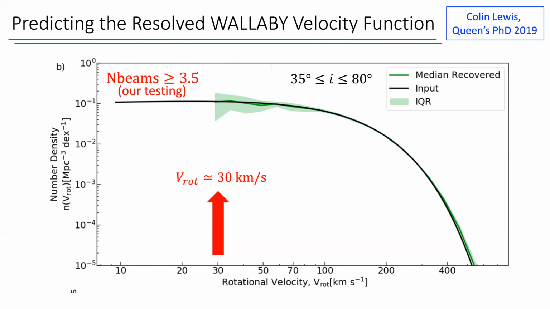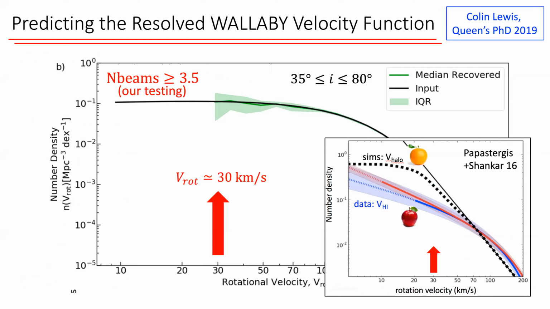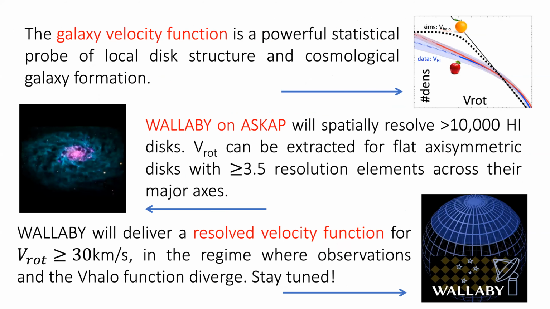And here's what he found. The black line shows the input velocity function into the survey volume, and the green shaded area shows how well he can recover that velocity function. We find that we can recover the velocity function down to about 30 kilometers per second. That's interesting because at 30 kilometers per second, we're into the regime where there was a discrepancy between the simulations and the observations in the single dish data. So WALLABY will actually be able to address this by resolving individual galaxies instead of trying to correct V_HI and V_halo without any spatial information. I will put up my conclusions and stop there. Thanks.